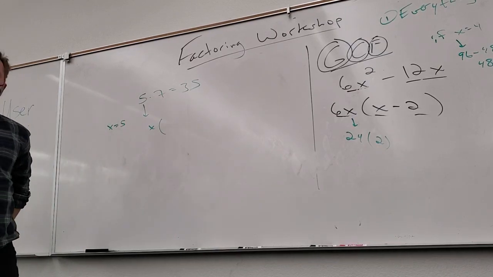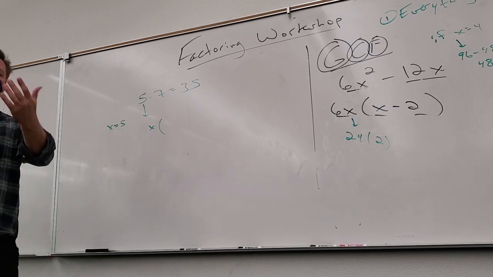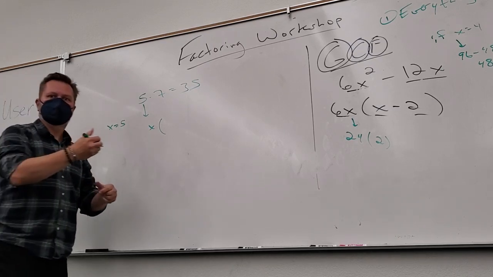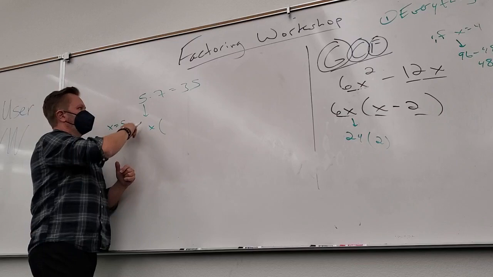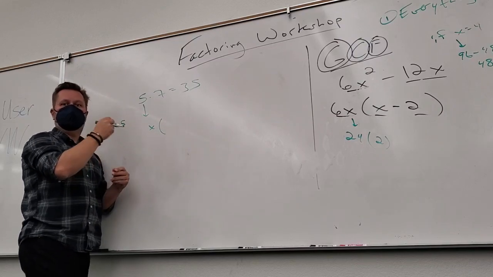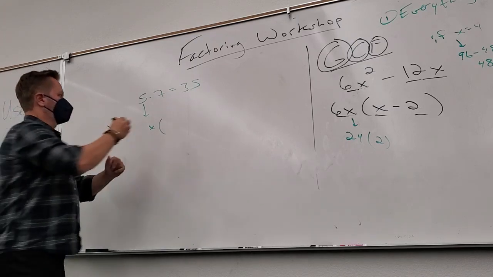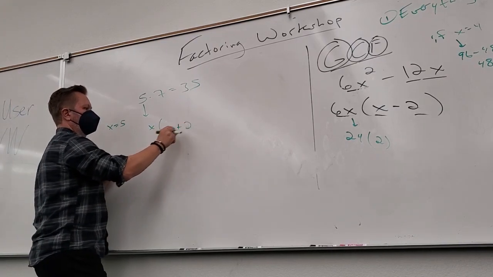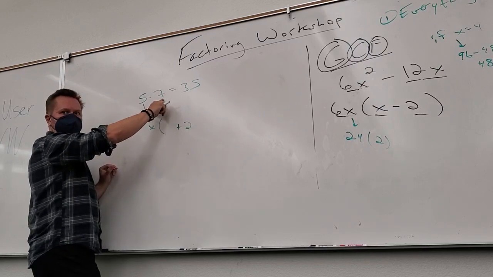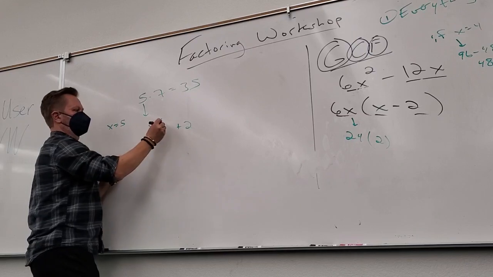What do I do to 5 to make it become 7? How much do I add to 5 to make it become 7? 5 plus what is 7? What do you add to 5 to make it 7? 2. So then, wouldn't that be 5 plus 2 is 7, right? Okay, and isn't 5 what we call x? Yes. Okay.